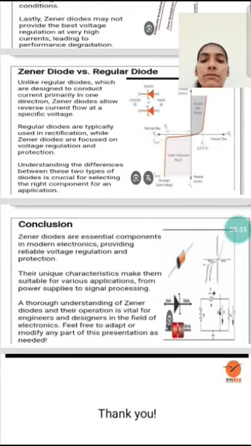Conclusion: Zener diodes are essential components in modern electronics, providing reliable voltage regulation and protection. Their unique characteristics make them suitable for various applications, from power supplies to signal processing. A thorough understanding of Zener diodes and their operation is vital for engineers and designers in the field of electronics.